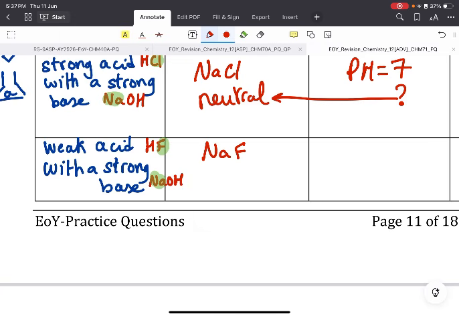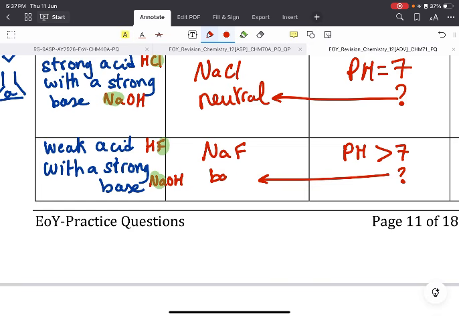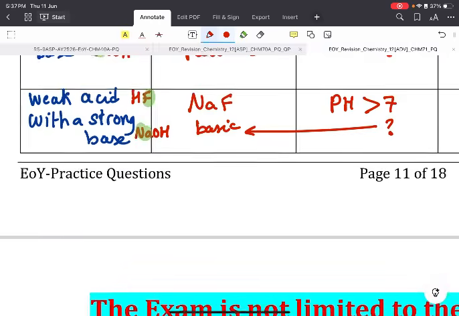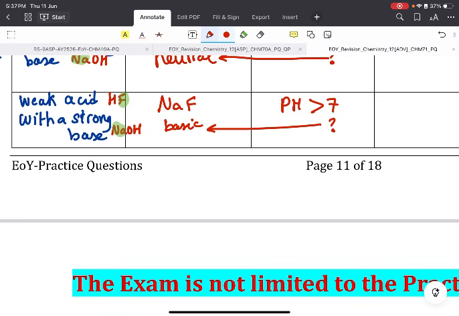Now, because this is a weak acid titrated with a strong base, the pH at equivalence point is going to be above 7. What does above 7 mean? It means basic, because this salt is basic. Now, in your answer key of the focused question, they used a different salt, which is CH3COONa. So I'm going to give you this example. I have a weak acid, CH3COOH, and a strong base, NaOH.